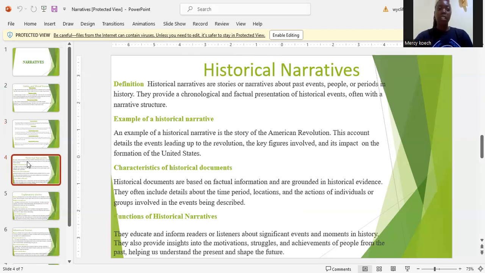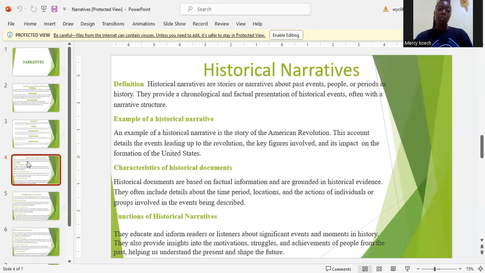Let us look at historical narratives. Definition. Historical narratives are stories or narratives about past events, people, or periods in history. They provide a chronological, factual presentation of historical events, often with a narrative structure.